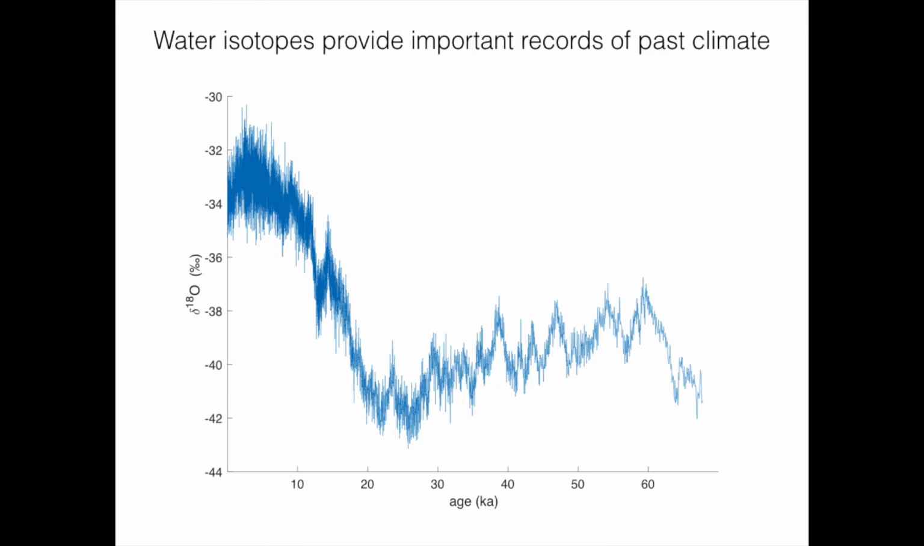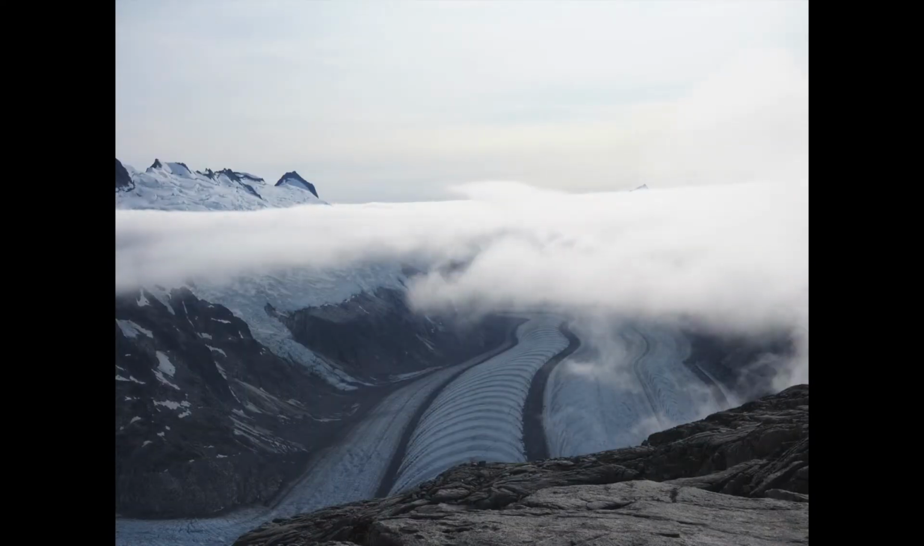This graph you're looking at here is the main ice core I worked on for my PhD. It's from the top of the West Antarctic ice sheet, and what you're seeing here is 70,000 years of water isotope variability, that is, recording temperature variability as the snow fell over Antarctica.